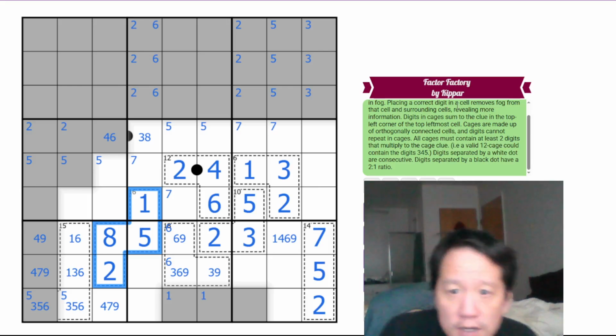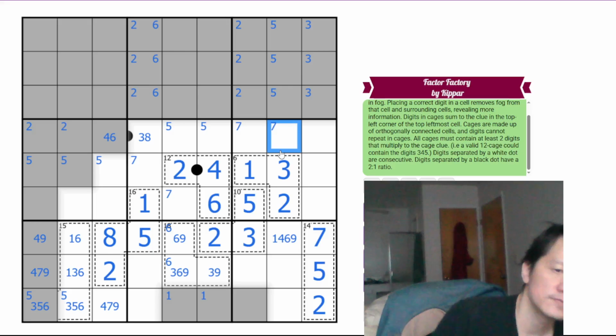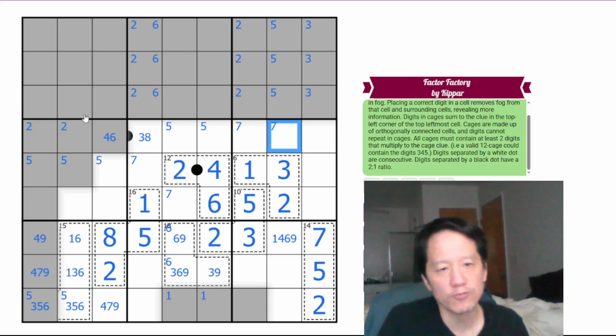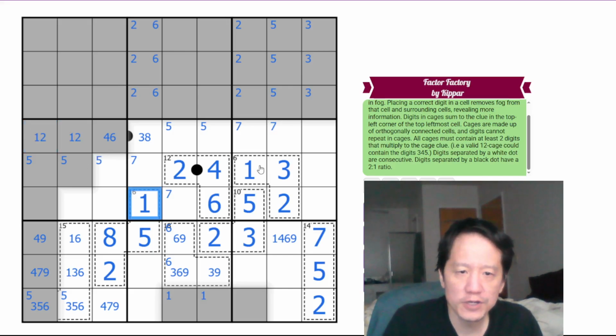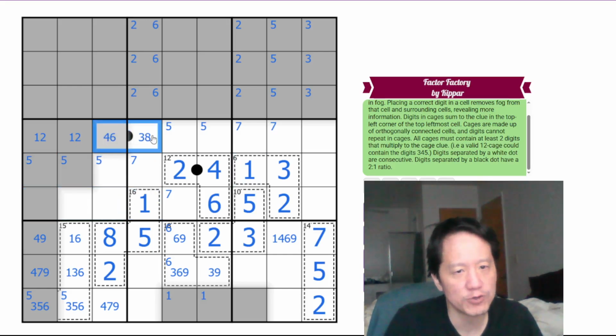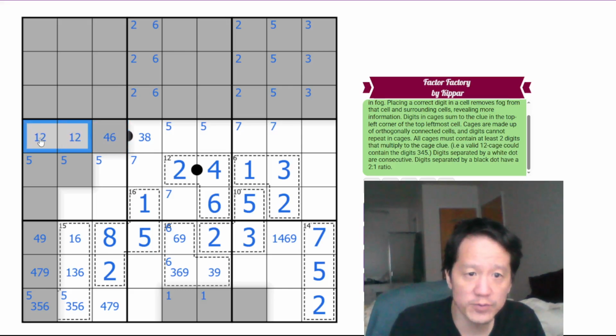What else do we have? Ones must be one of these 2 digits, which means this is a 1-2 pair here. Because we have a 1 here, a 1 here. Neither of these could be 1. This can't be 1 because it's not in a 1-to-2 ratio with any of 3 or 8. So these have to be 1, 2 as a pair.